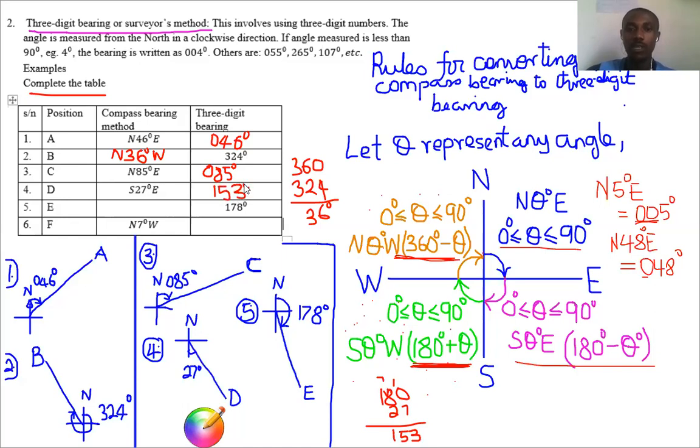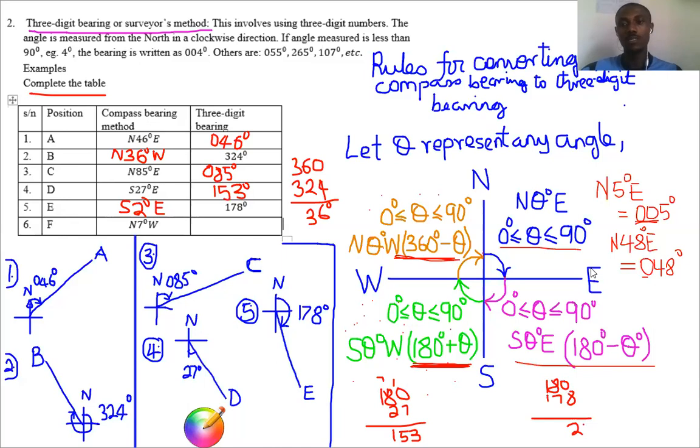Very simple. Then next we have 178 degrees. This also lies in the southeast region. So what do you think we need to do? Carry out the same rule. Perfect. Subtract the angle 178 from 180 to get the compass bearing. That will give just 2 degrees. So this is south 2 degrees east.